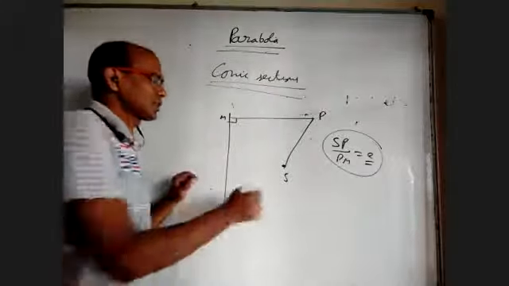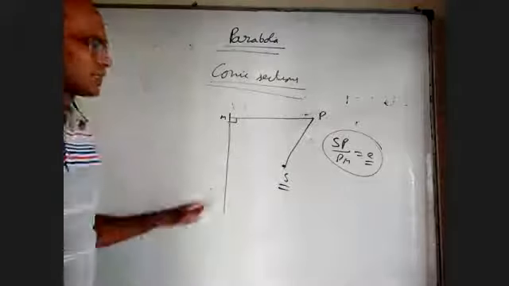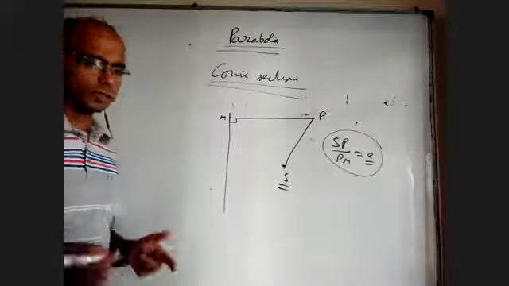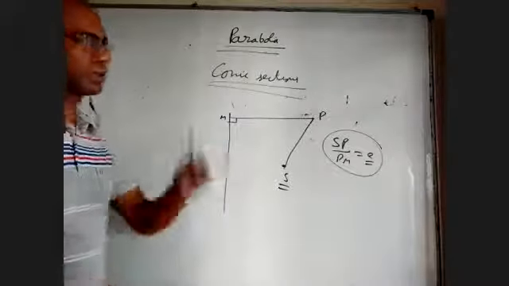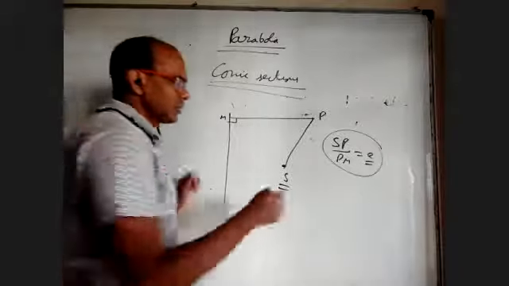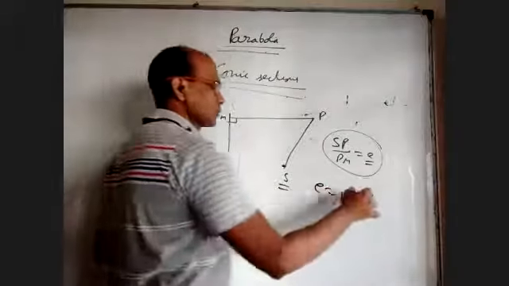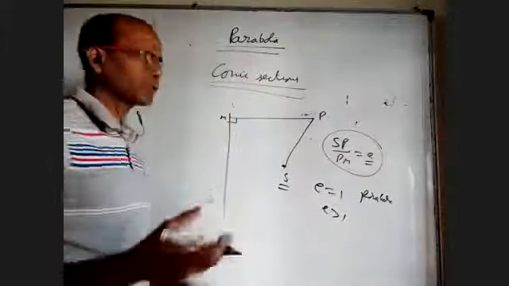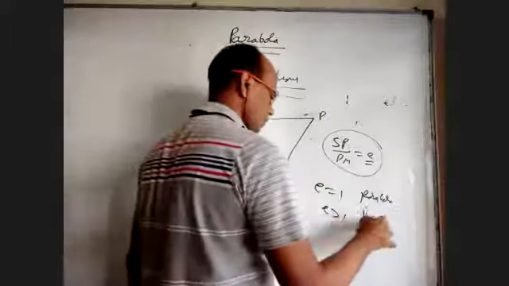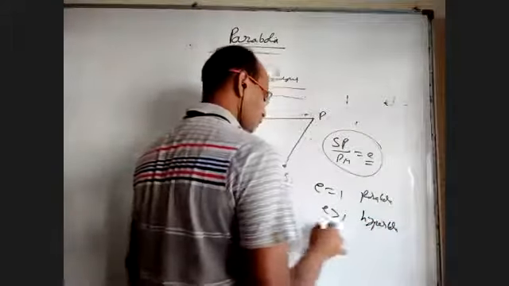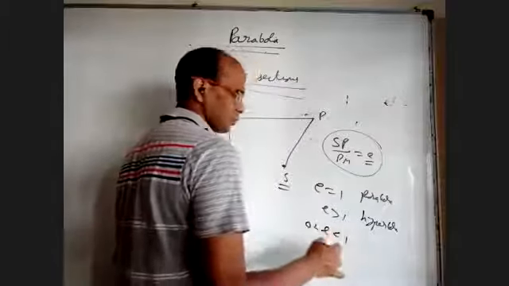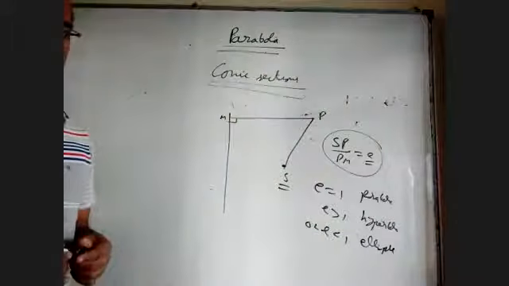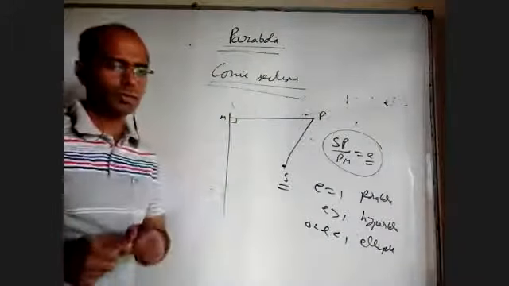For that conic section, this S is called the focus. This fixed line is called the directrix, and E is called the eccentricity. So these are the three things: focus, directrix, and eccentricity. Now within this, when E equals 1, that locus is called a parabola. When E is greater than 1, any constant number greater than 1, it is called a hyperbola. And if E is less than 1 but positive, it is an ellipse. We are going to use this definition rather than cutting the cone.